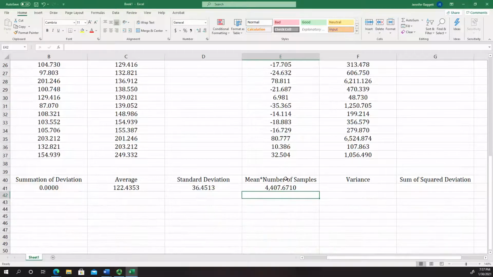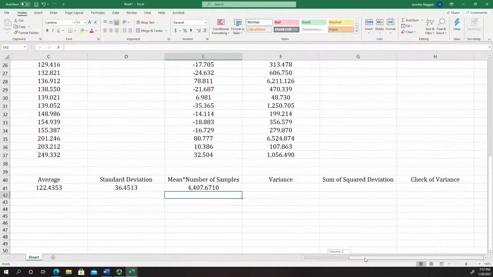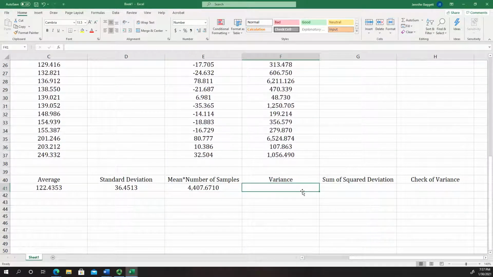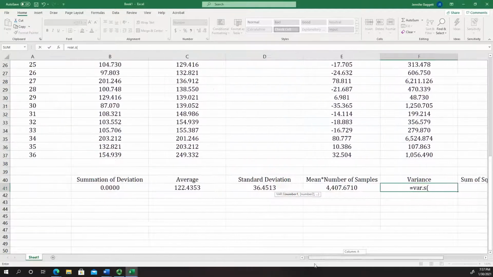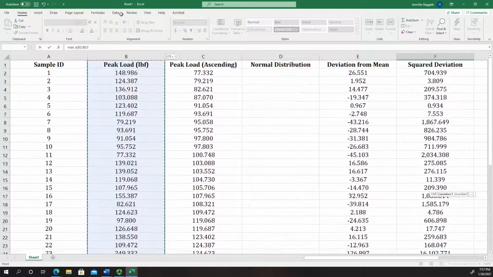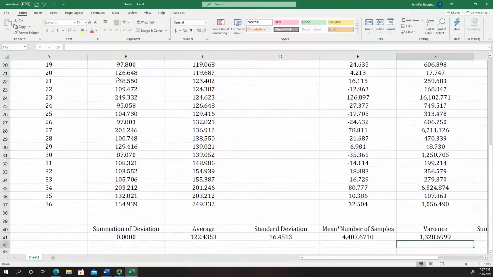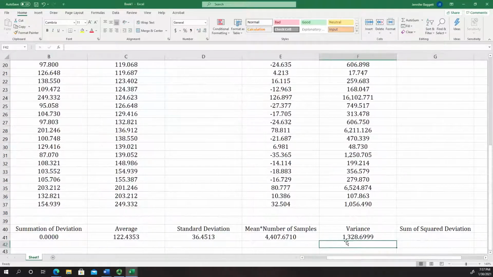So now that we have those values, we're looking at our variance. In this case, we're looking at, again, sample variance. So we have equal to var.s. There's var.p and var.s. If we're looking at variance for our sample set, then we do var.s, and then we select peak load. So now we get our variance value as approximately 1,328.7.